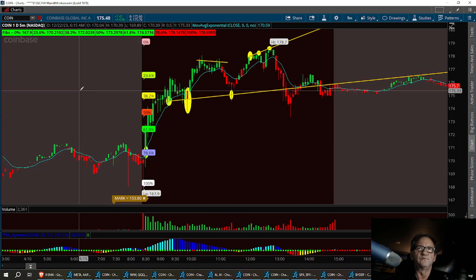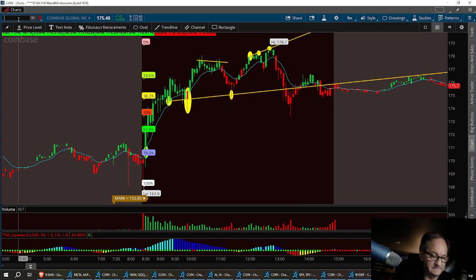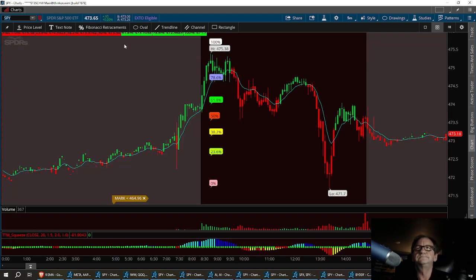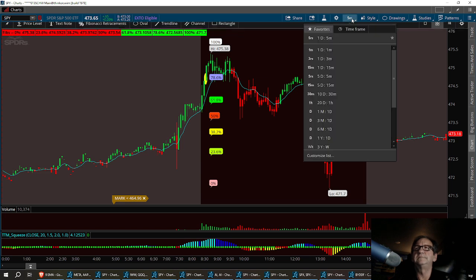So that's different ways of trading the 9 EMA. Remember, it's a fast moving average that reacts to the last 9 periods. And you can do this on a lot of trades. Let's look at the SPY. SPY on Friday.